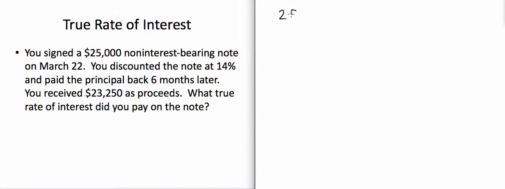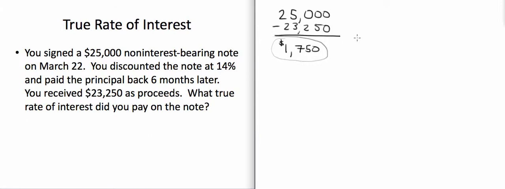So that's going to be $25,000 minus your proceeds, $23,250. When we do that, we get an answer of $1,750. So that was the original bank discount that they gave you. All right, so this was only for 6 months.